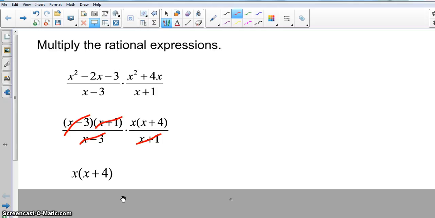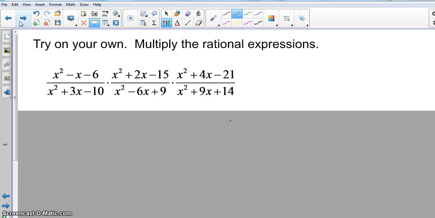So now I want you to try one on your own. Get a piece of paper out. You can write this rational expression down. You are multiplying 3 rational expressions together. Do not get scared by it. Remember, first step always is to factor. So pause this video, try it yourself, and then restart it and we'll go through it.